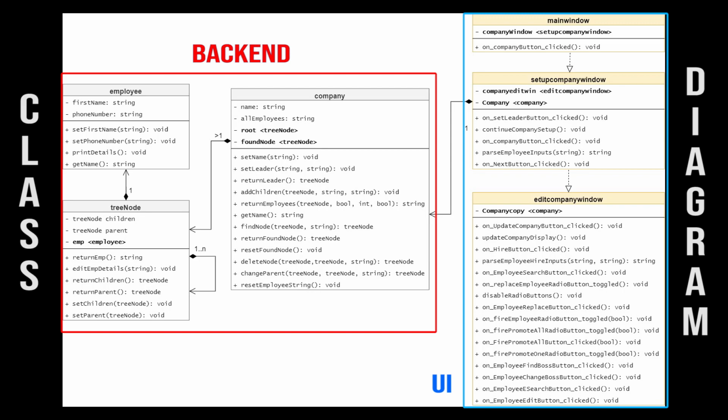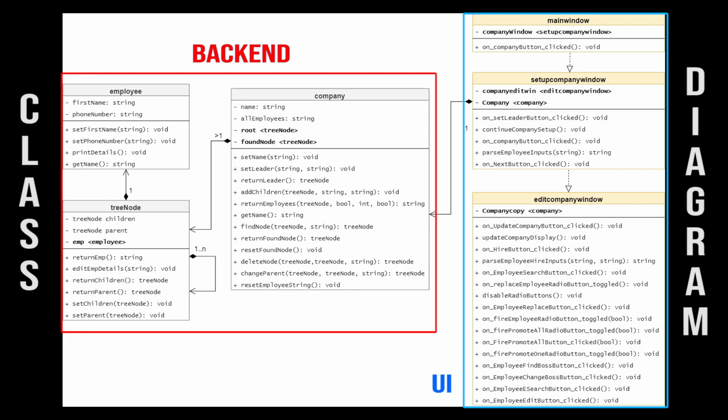So for the employee class, the variables are first name and phone number. The node class takes in an employee class along with pointers to children and parent. It has methods to set the children, set the parent, return the employee, and edit the employee details, which calls set first name and set phone number.